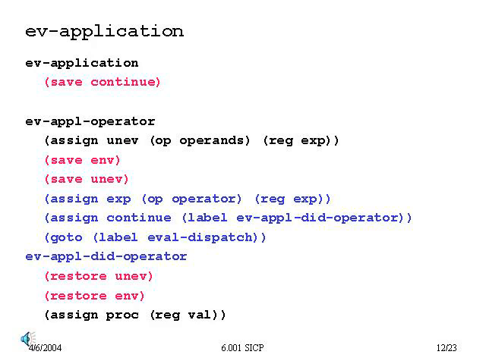As before, though, we again save env and unev because we're going to need them when we come back. So this has exactly the structure we'd expect. And when we come back from eval dispatch to the point labeled ev apply did operator, we know that the value of the procedure was sitting in val. We can restore the state of the world and move that over into proc.